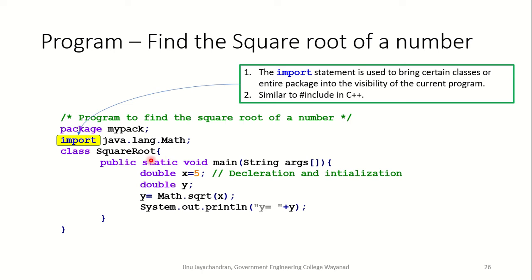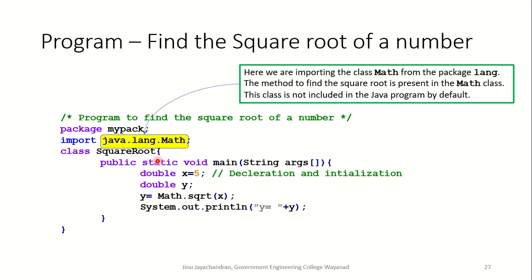So import means you are importing a class or a particular method or the complete package itself into this program. When you say import java.lang.Math, you are basically importing the class called Math, which is present in the package lang, which is in Java. If you want to import the complete package lang, you can just say java.lang.*. It will import the complete package lang, and it might have many classes. Here we are importing only that particular class, which is Math.